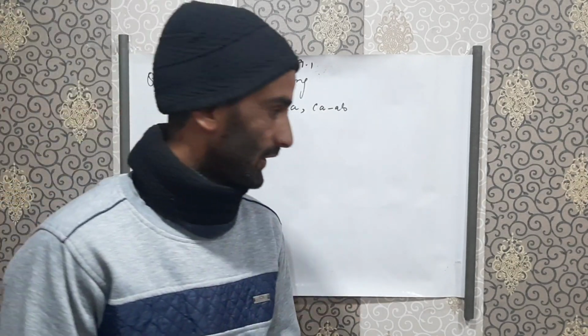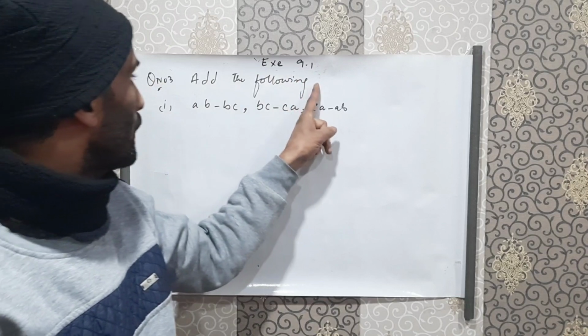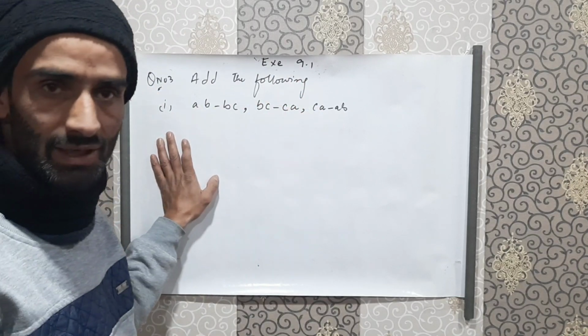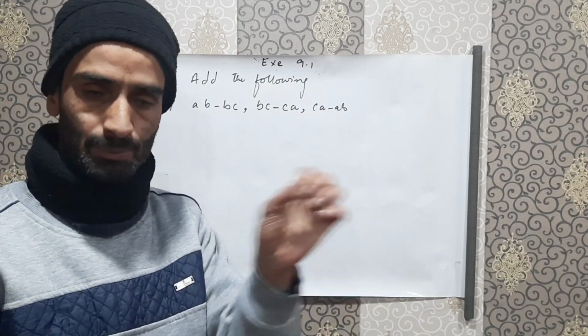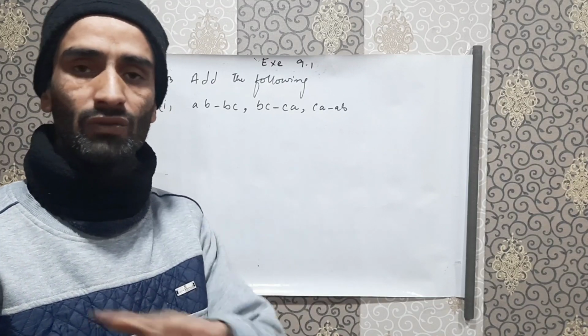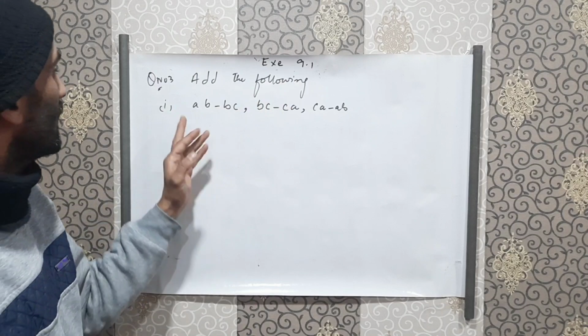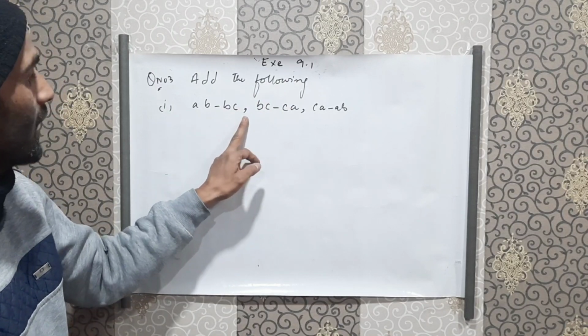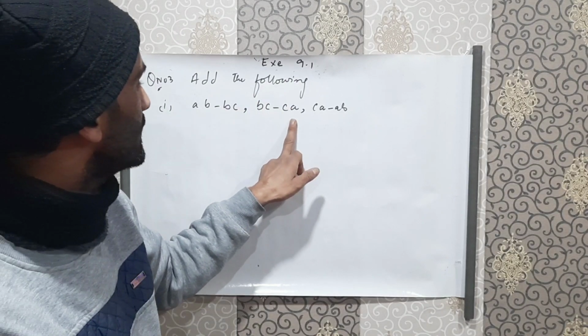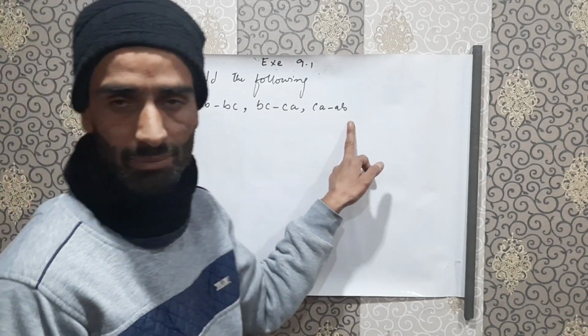Now question number 3. Add the following. Part first I will explain, the rest you will do. If you have any confusion in any part, you will write in the comments. So part first, add the following: AB minus BC, BC minus CA, CA minus AB.